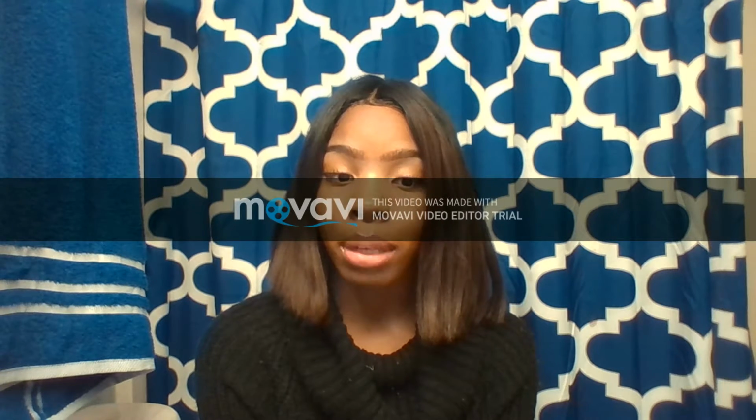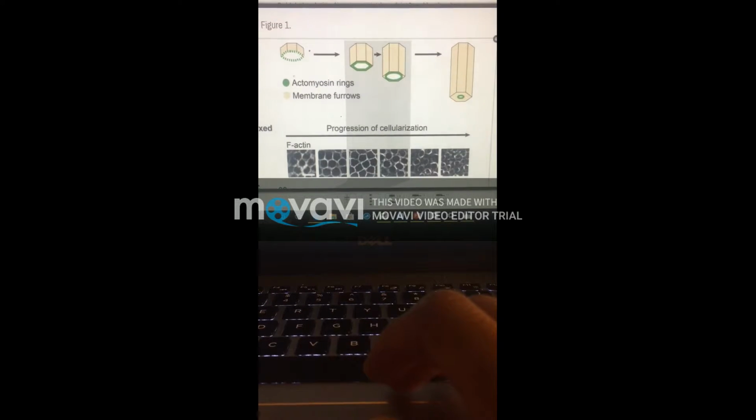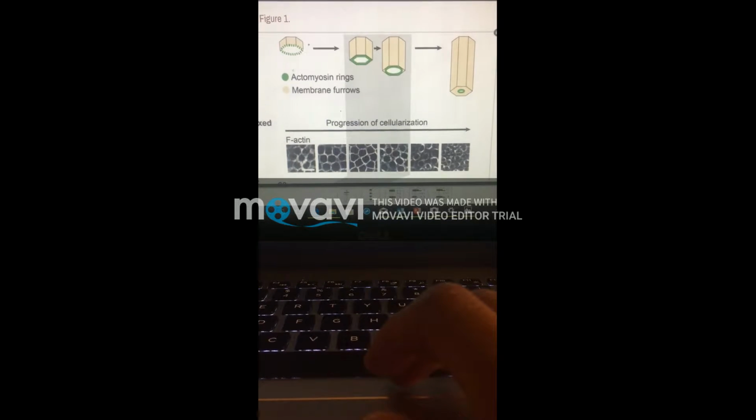This led the experimenters to believe that there must be two ways to complete this process: a way that is dependent on myosin 2 motor activity and a way that's independent of it. An actomyosin ring forms at the leading edge of each membrane column, and as cellularization progresses, the furrow columns get longer and the rings get smaller as they begin to constrict and close.